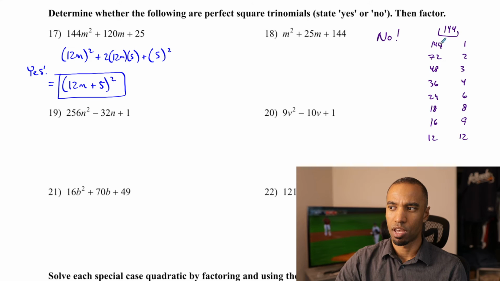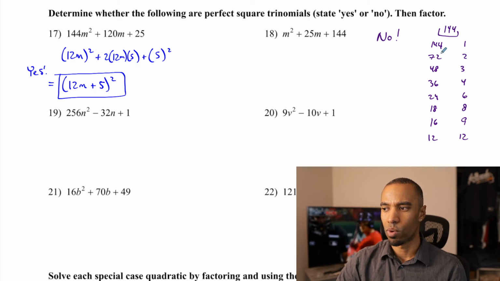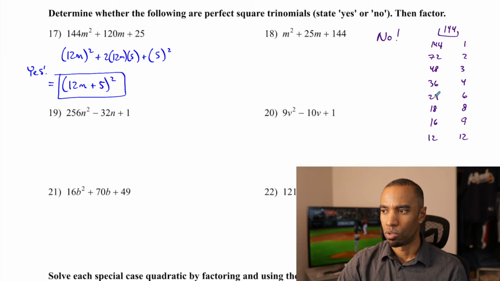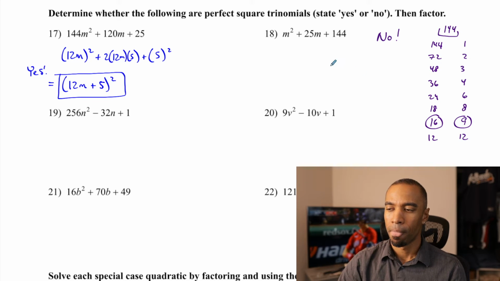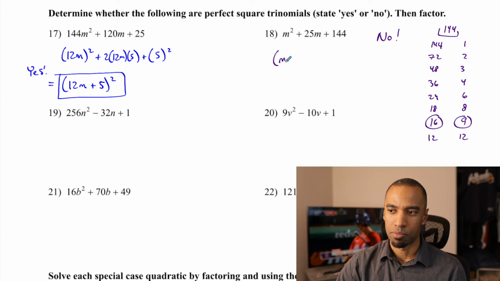Positive product, positive sum means plus plus. Which one adds to 25? No. 26. 25 and 20. Look at that. 26, 25, 24. It's 16 and 9. 16 plus 9 is 25. And so those become your numbers. That becomes m plus 16 times m plus 9.